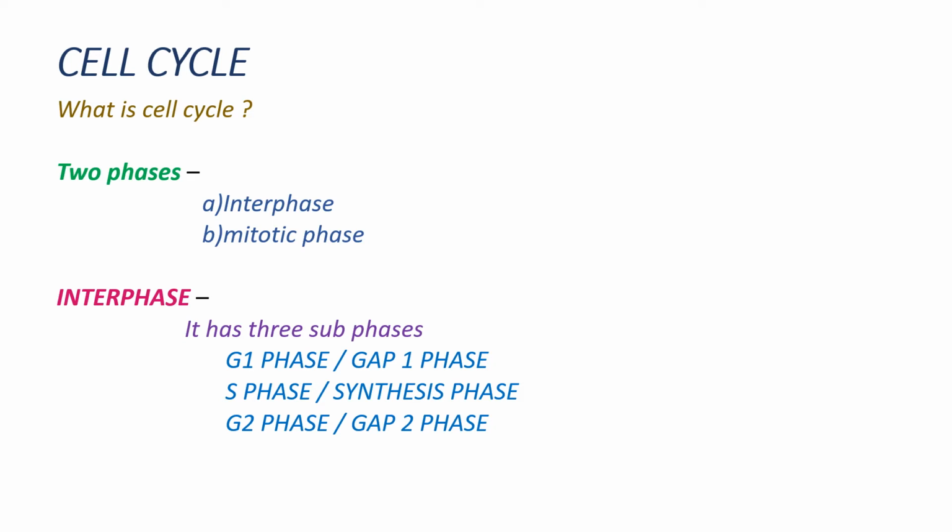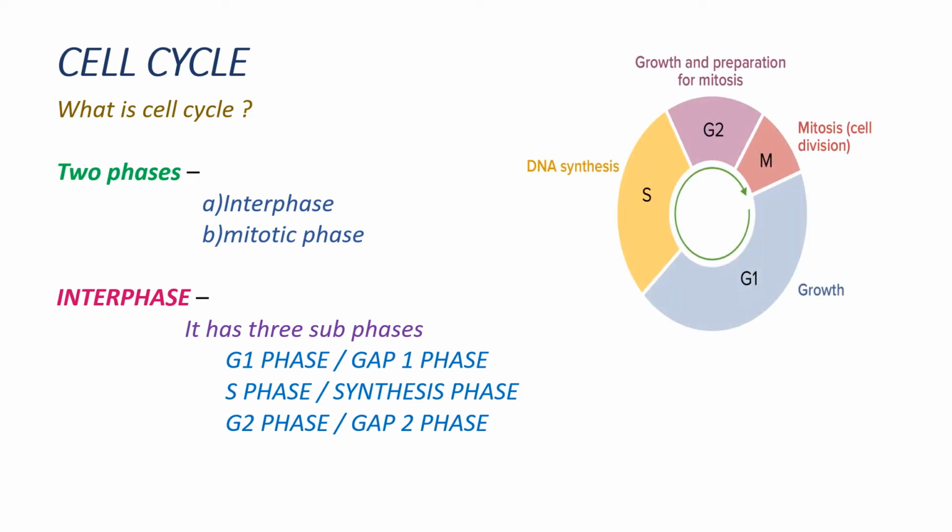In G2 phase, considerable RNA and protein synthesis occurs. It is the post-DNA replication phase, and some proteins synthesized in G2 phase are essential for the entry of cell into mitosis. As you can see, this is the picture of the cell cycle, and as seen in the picture, G1 is the longest phase and M is the shortest phase of the cell cycle. This is all about cell cycle.